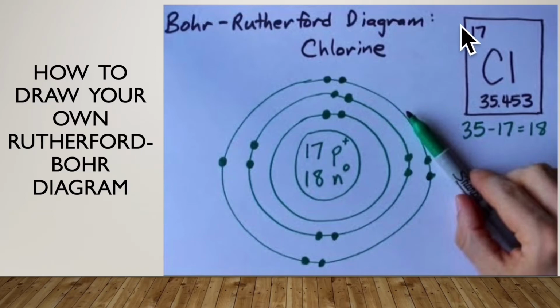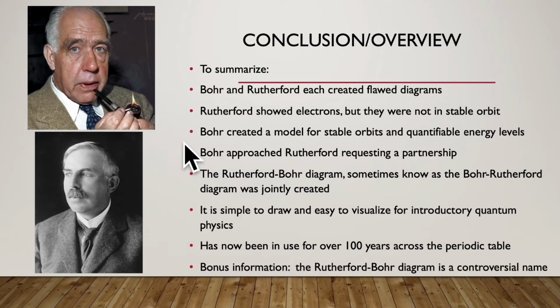So if we have 17 and 17, we have 2 in the first ring, 8 in the second ring, so 2, 4, 6, 8, we should have 10. And then to get the last 7, we have 2, 4, 6, 7, so 10 plus 7, 17. And that's how you draw your own Rutherford-Bohr diagram.